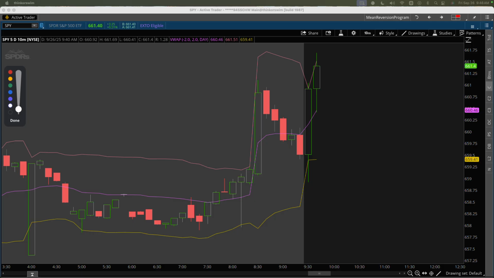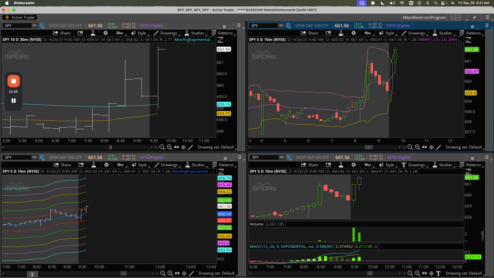A couple orders here, nothing matching our filters. So Friday's typically the second highest volume day to Monday, right? Look at that. Pushing. So the market's looking very strong this morning.